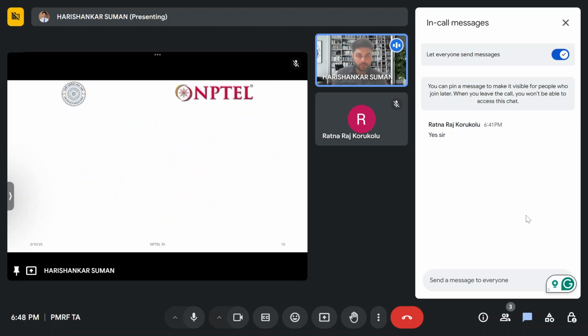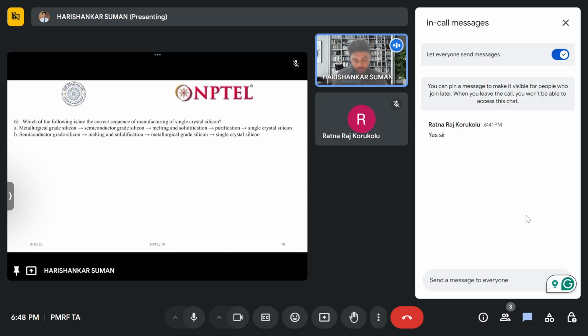So let's move to the next question. Which of the following is the correct sequence for manufacturing the single crystal silicon? These are the four options. Please choose your answer. Then I will discuss.